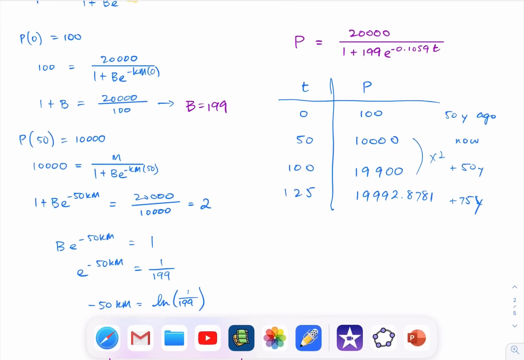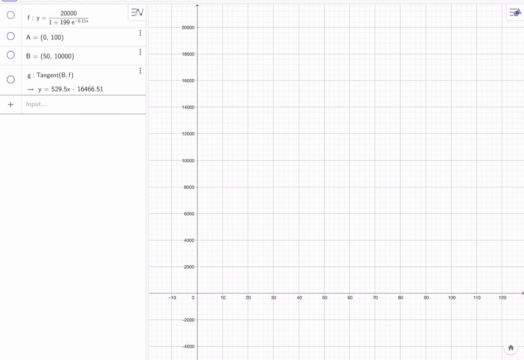Make this as quick as possible. I've set it up already. I've set up the axes so that everything will be within view, and just typing in the equation that we found, it's got poor rounding. It says negative 0.11 instead of negative 0.1059, but hopefully internally it's got it right.